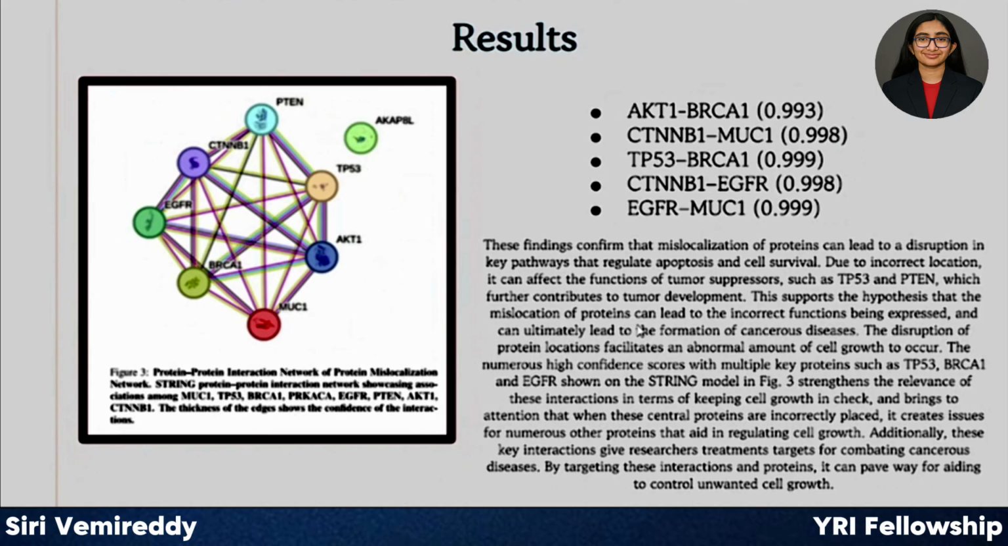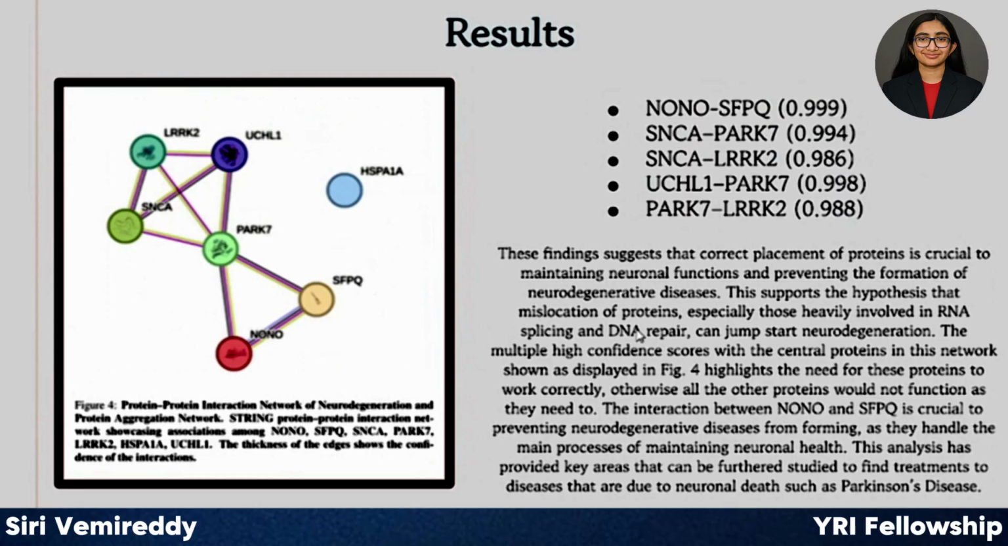proteins are misfunctioning. So in Figure 4 on the left, we have a protein-to-protein interaction network of a neurodegeneration and protein aggregation network. And this was created using the proteins NONO, SFPQ, SNCA, PARK7, LRRK2, HSPA1A, and UCHL1.